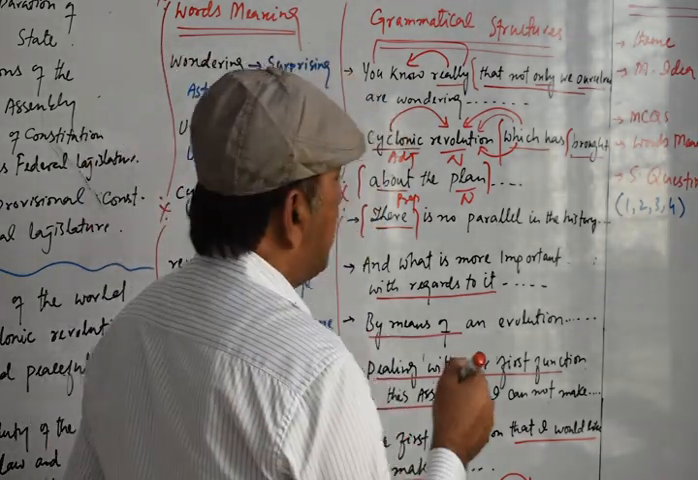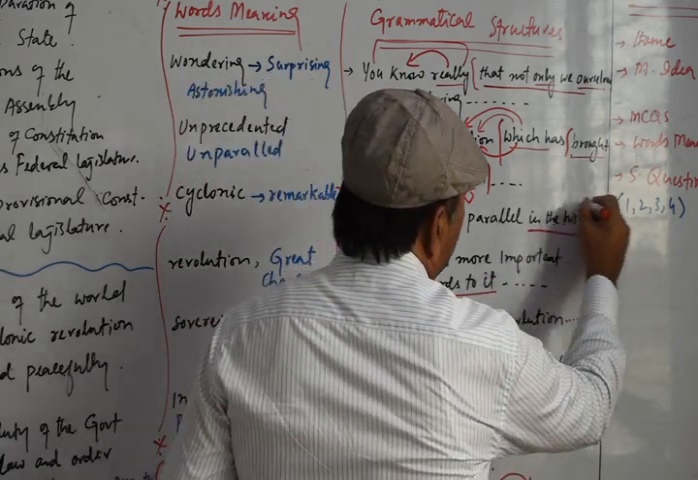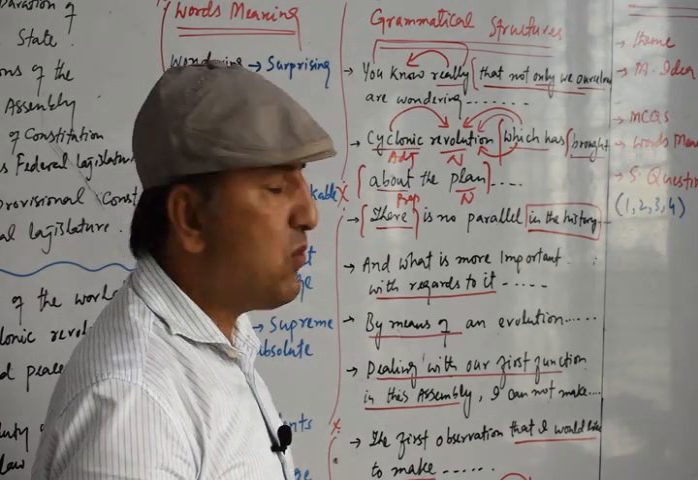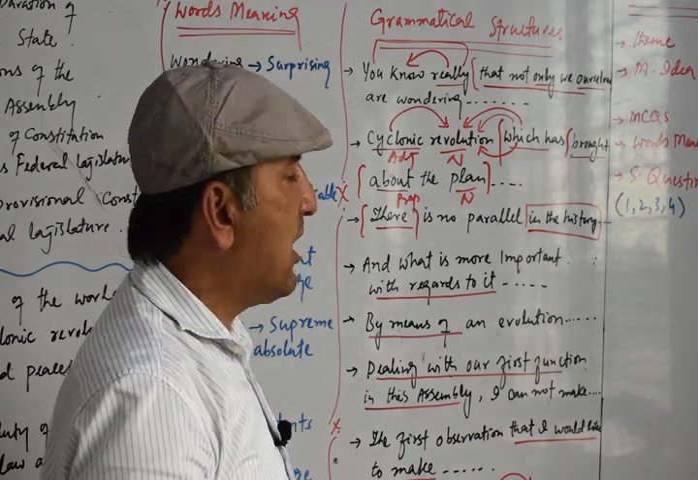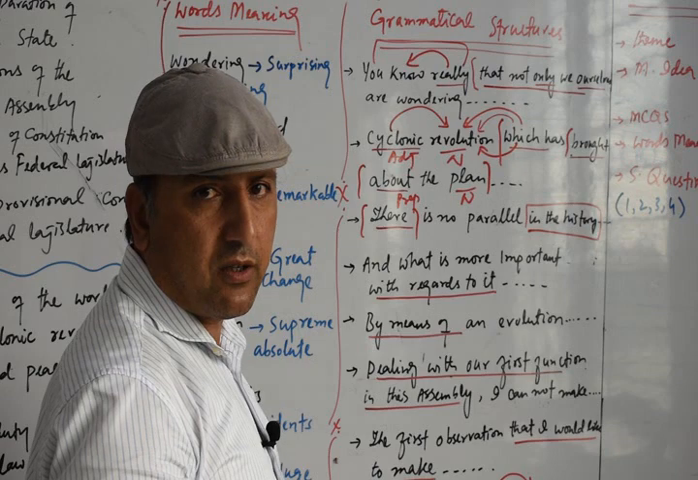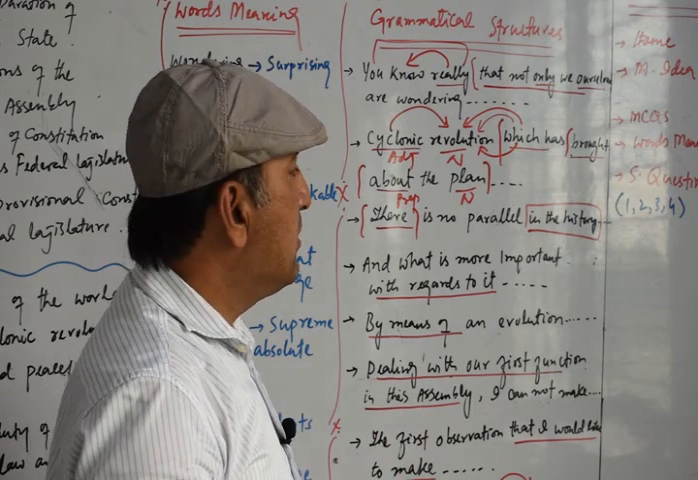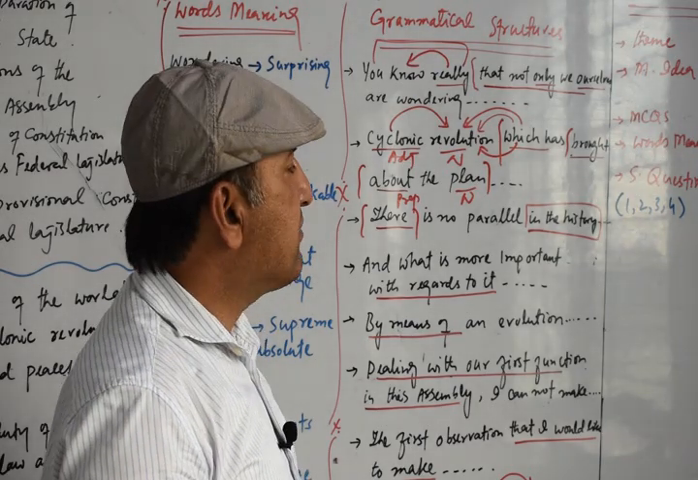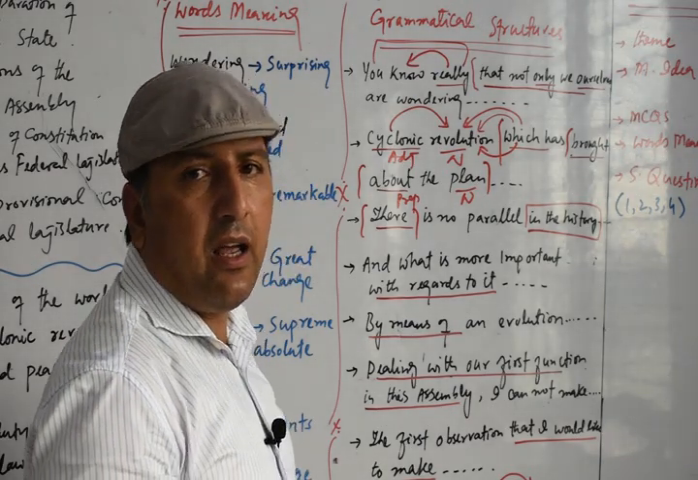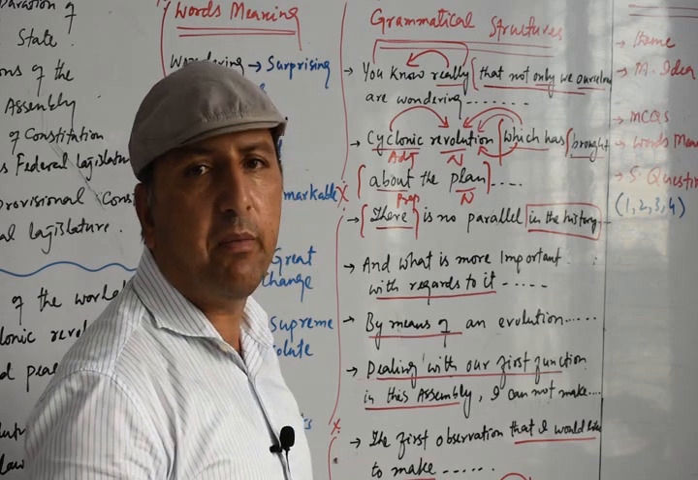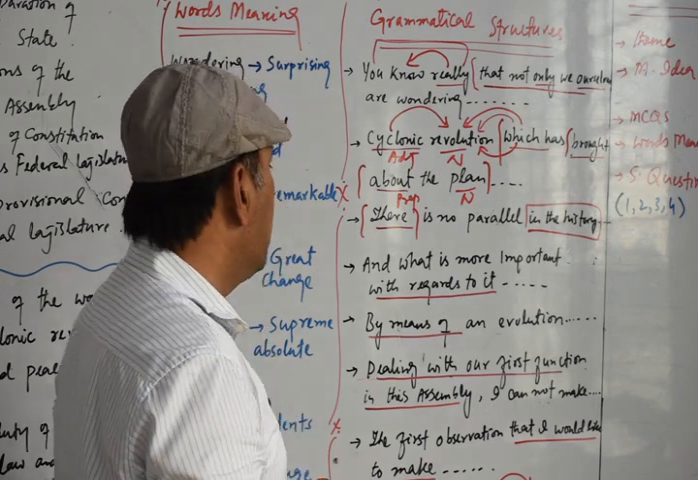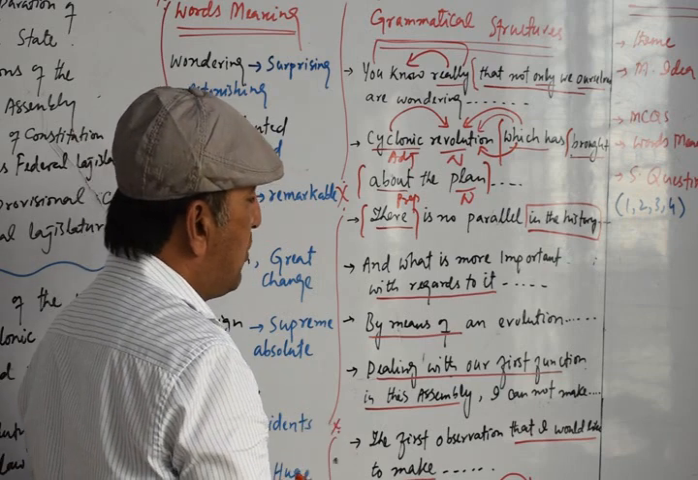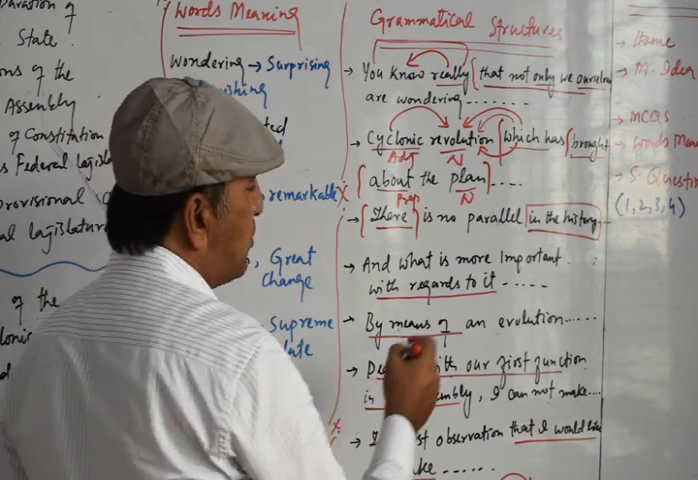The next we have in the history. Now you see, in is a preposition and history is a noun. So this is a prepositional phrase, a combination of words, it might be 2 or 3, having no complete meaning. We call it a phrase, and this phrase starts with a preposition in and ends with a noun, so we call it a prepositional phrase.